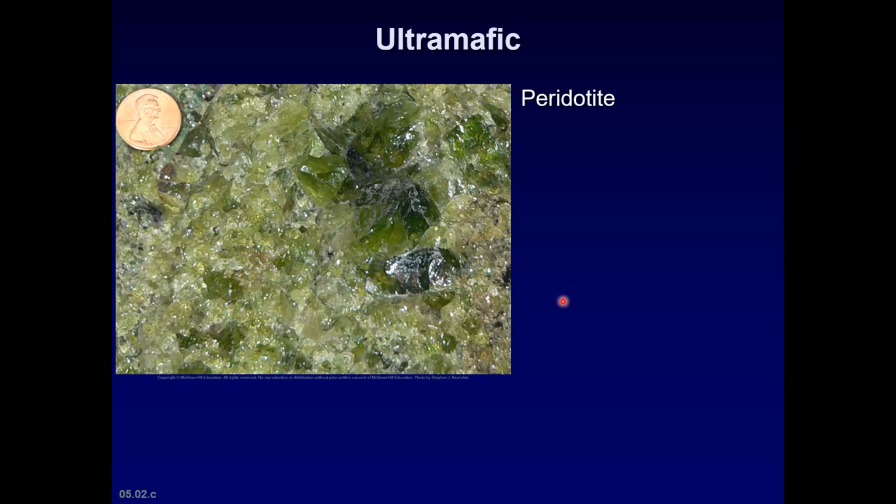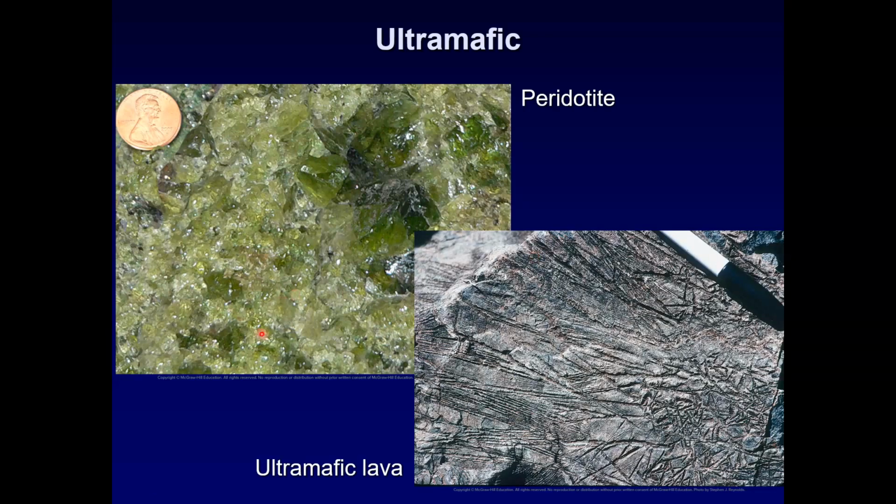You can go further into ultramafic rocks like peridotite. That is an intrusive, coarsely crystalline ultramafic rock. The upper mantle is composed of this. You can also have ultramafic lava, extrusive material. This is finely crystalline with unusually long crystals.